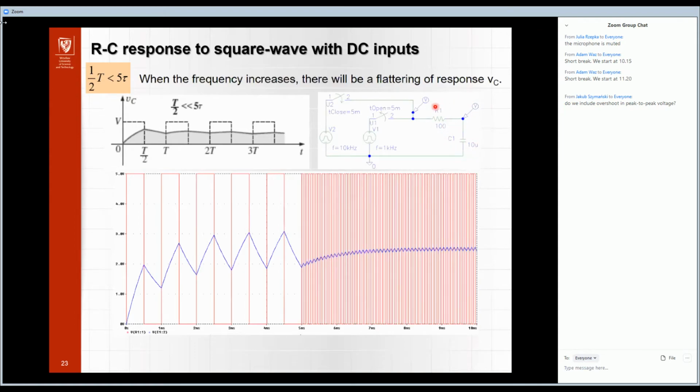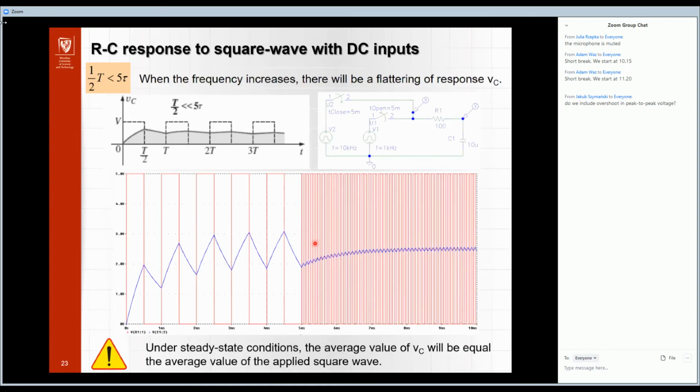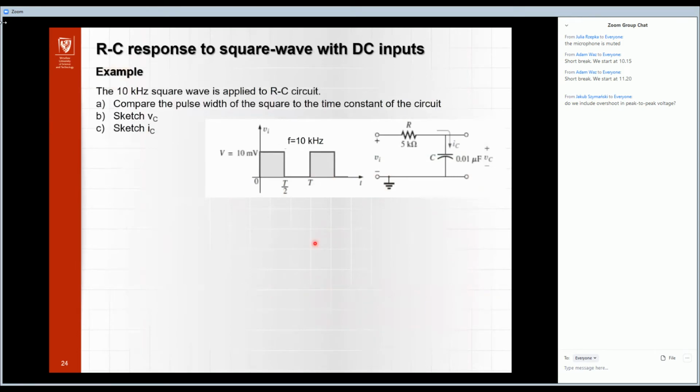And when we recall the definition of average value, we know that it involves integration. So after integration, we obtain the average value of the signal. Okay, and so under steady state conditions, the average value of VC will be equal to the average value of the applied square wave. Okay, and now we can try to sketch the VC and IC signals for this circuit.